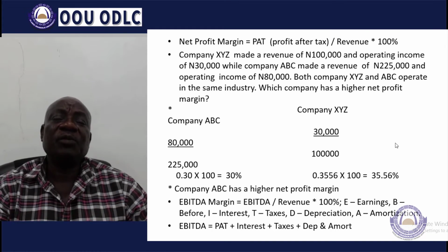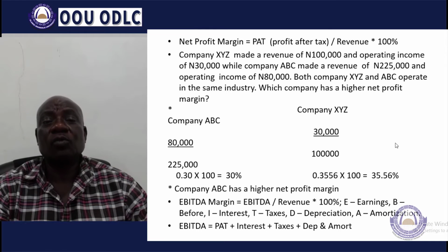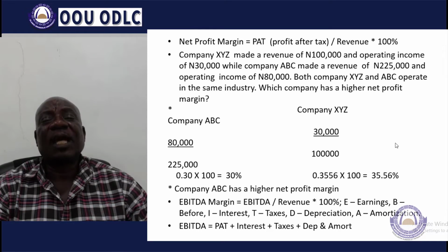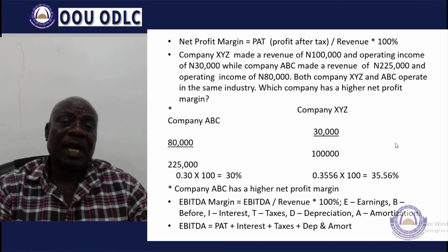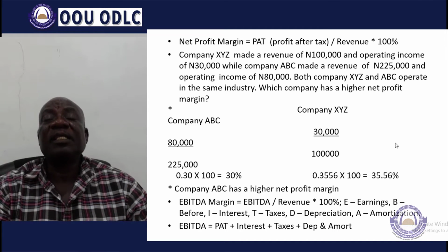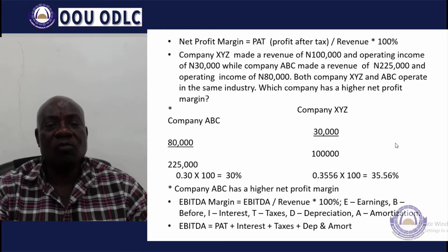And PAT, which is called profit after tax, what you need to do is to look at how much tax has been paid by the company, and you subtract it from the gross profit, and that will give you PAT, which is profit after tax. And that will be divided by revenue times 100.